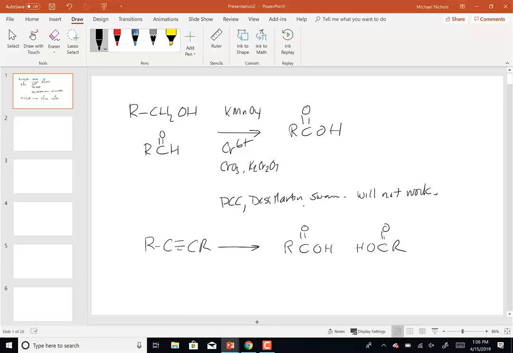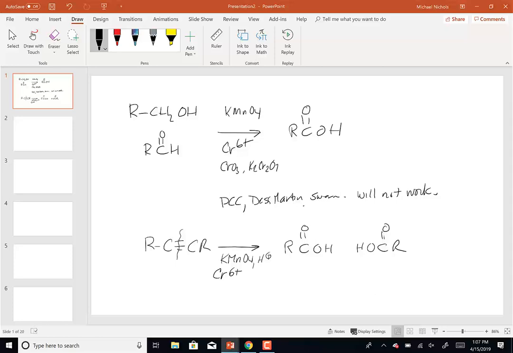I need something to cleave this in half. No, I need a strong oxidizer. We could use KMnO4 again. We could use chromium 6. But KMnO4 under acidic conditions would be what we learned about back when we started with alkynes.